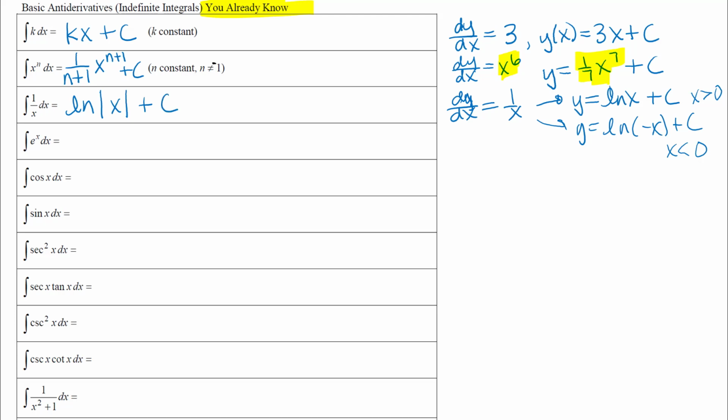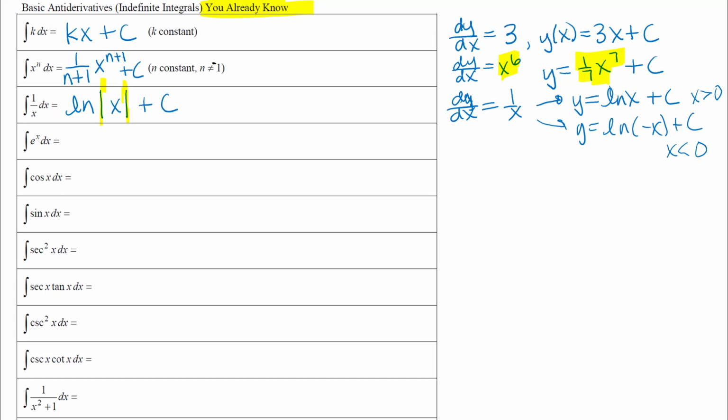That absolute value is important. A lot of students forget that. Those absolute value bars are important. It's really about the domain. The domain of the function 1 over x is all real numbers except 0. And if I leave off the absolute values on my antiderivative, then I'm leaving off all of those negative values of x. The absolute values make it so that the domain includes negative values of x.